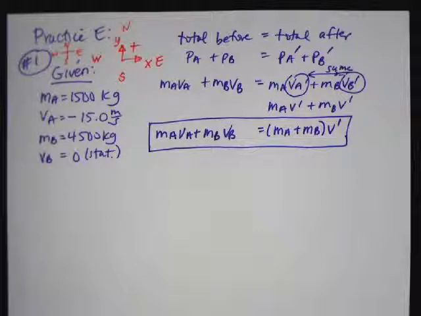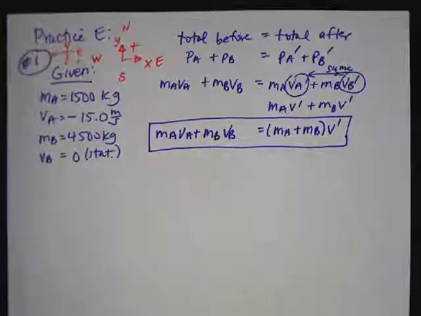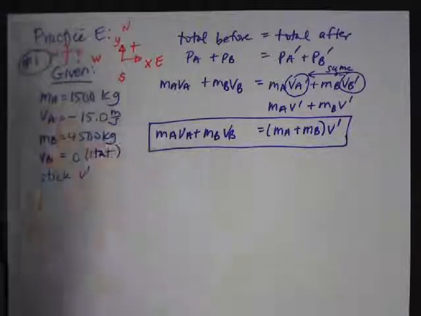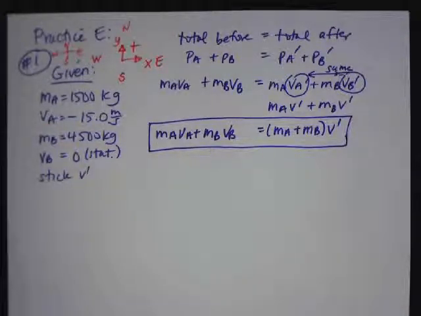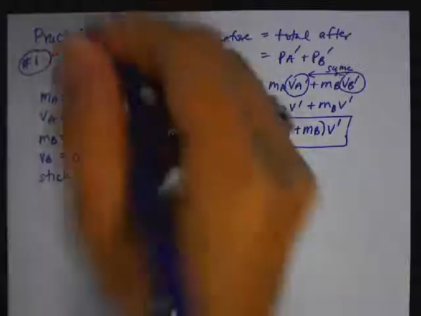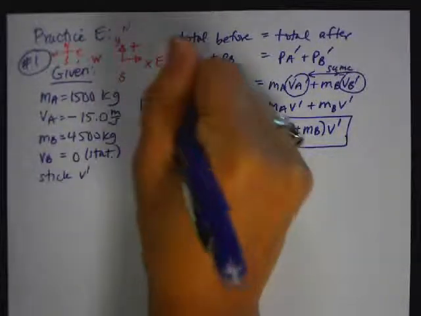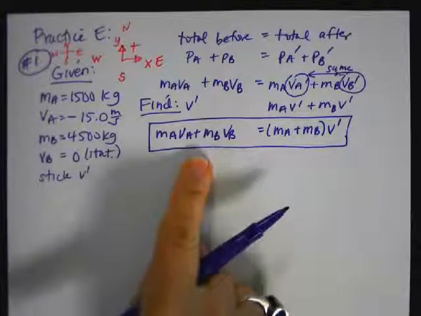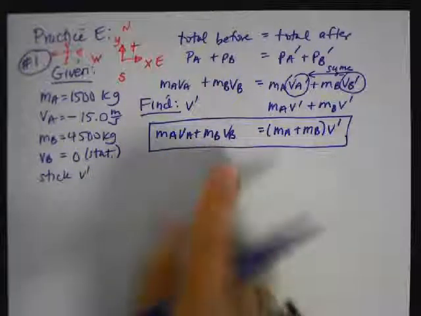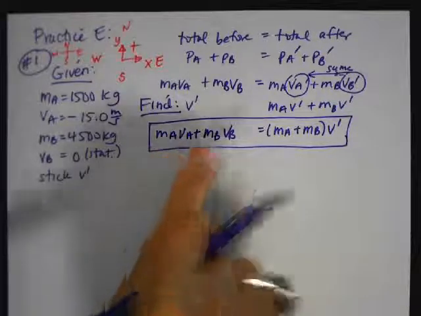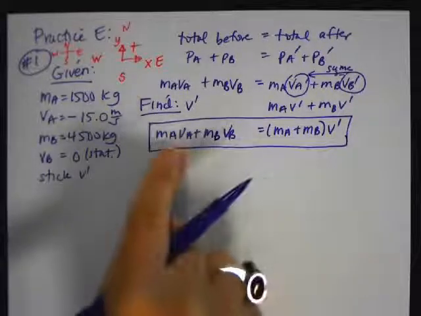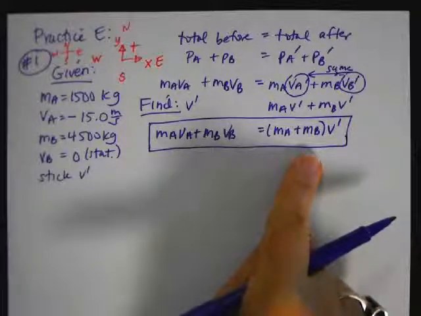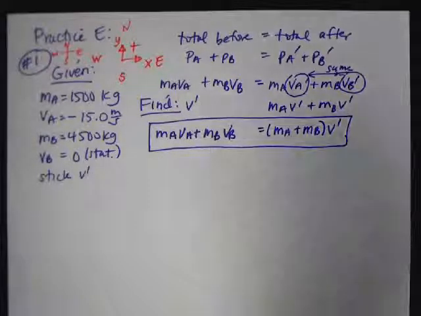The car and truck stick together and move off after a collision. So when they stick, I know there's just going to be one velocity. What is the final velocity? So I want to find V prime. So here's my basic equation, MAVA plus MBVB. So this is the momentum of each vehicle before collision, and then this is the momentum of the combined mass after collision.